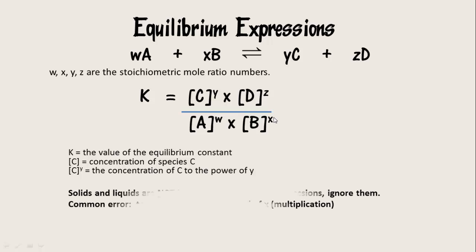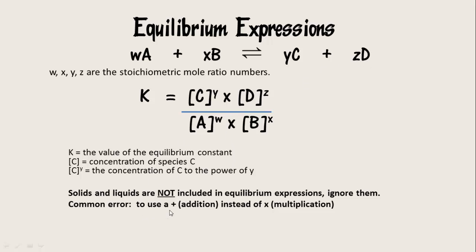A couple of things to remember, really important points. The concentration of a solid or a liquid cannot be changed, so we do not include them in the equilibrium expression. So we ignore them. If any of our species A, B, C, or D are a solid or a liquid, just ignore them. Pretend they don't even exist.